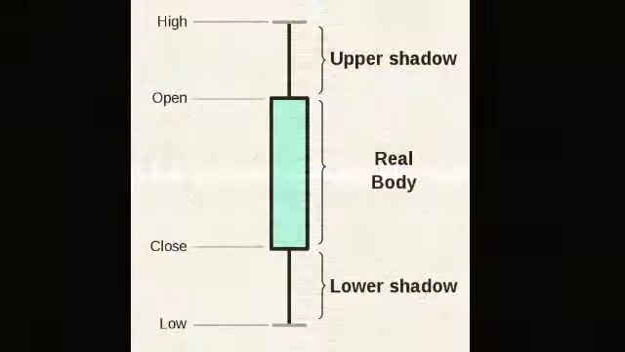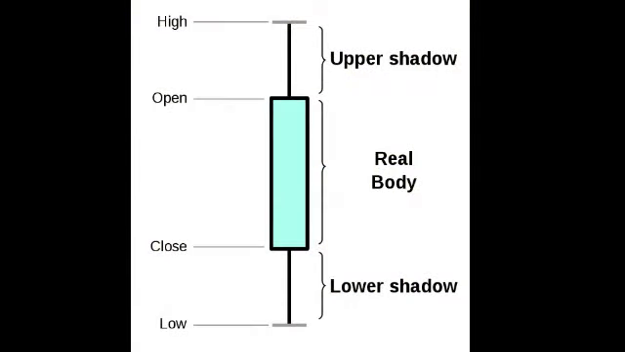Emerging patterns, these are candlestick patterns that haven't formed yet but are in progress. Completed patterns, these are the patterns that have already developed and can be regarded as a bullish or bearish signal. Open, the open price of a candlestick.